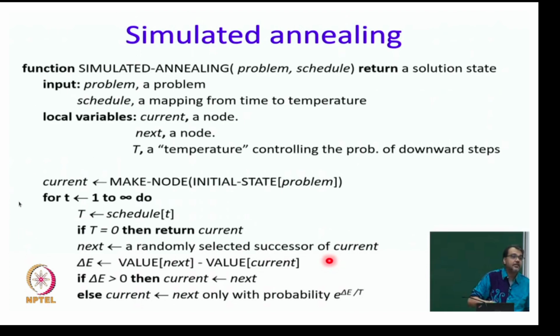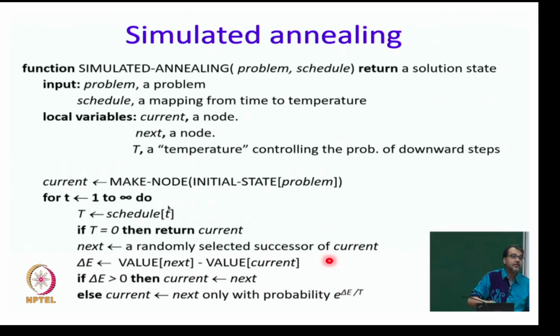We have temperature as a variable, let's say 100 degrees C. I am at some state S. Oh, what a coincidence, the slide number is also 100 and I just said temperature 100. That's nice. So next, a randomly selected successor of the current node. I have a current node. The next state would be just one of the neighbors you generate.